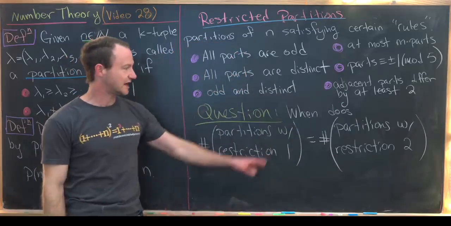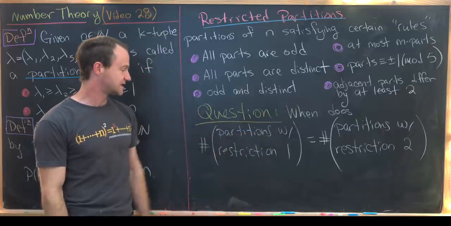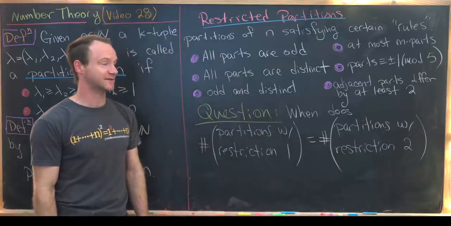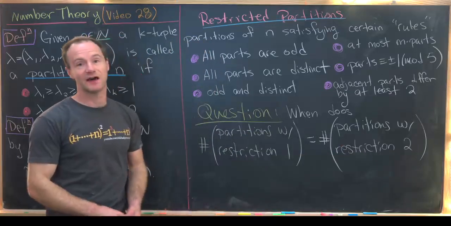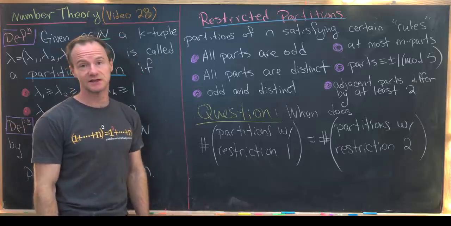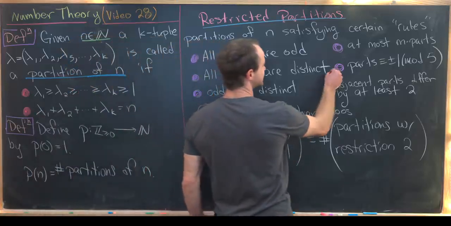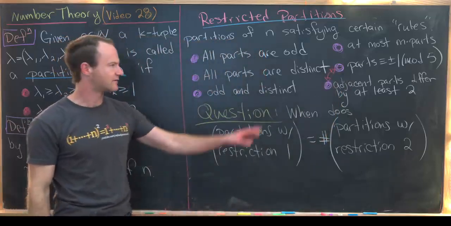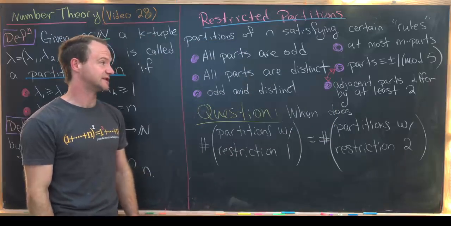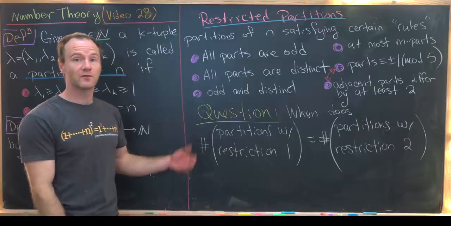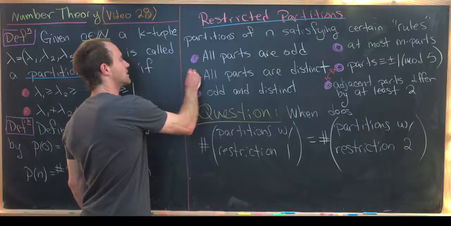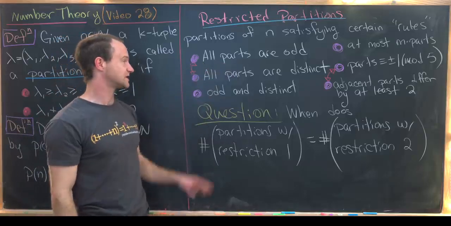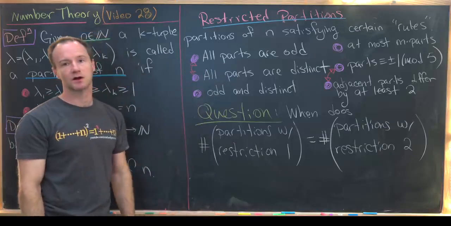So the big question is, when does the number of partitions with one restriction equal the number of partitions with a different restriction? You may or may not have heard of the Rogers-Ramanujan identities, and those give us a relation between parts that are congruent to plus minus 1 mod 5 and partitions where the adjacent parts differ by at least 2. Furthermore, there's a nice relation which we'll see later, maybe not in this video, but in an upcoming video, comparing partitions where the parts are odd to partitions where the parts are distinct.